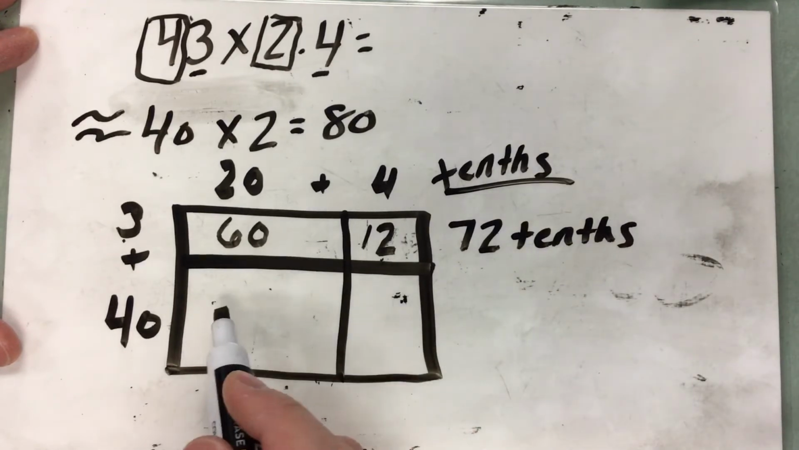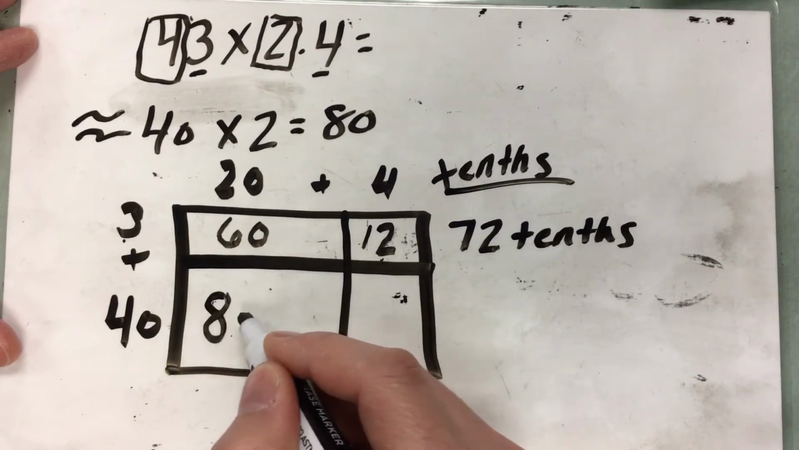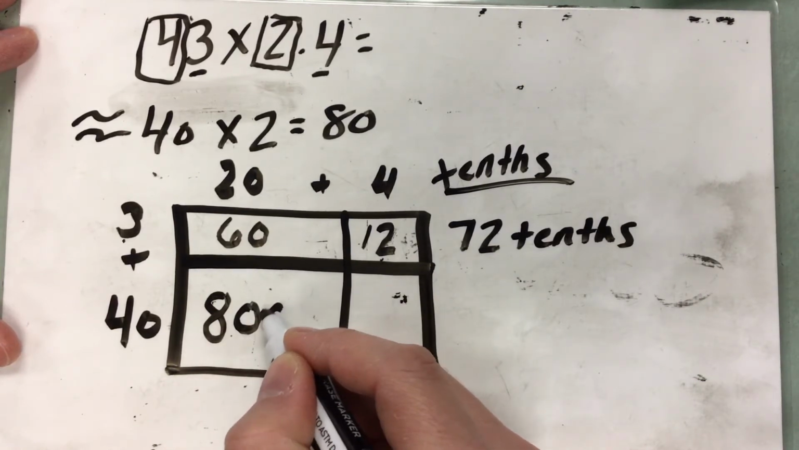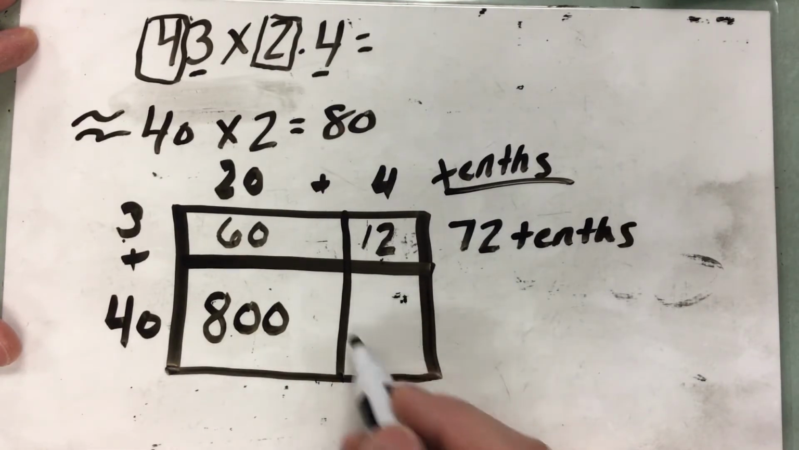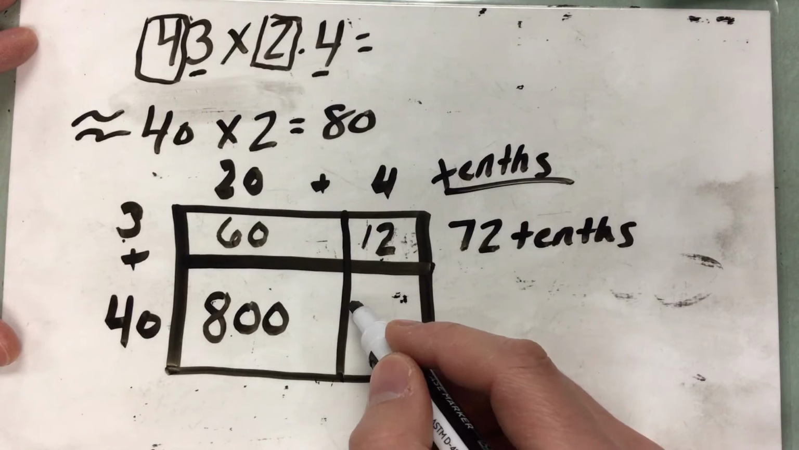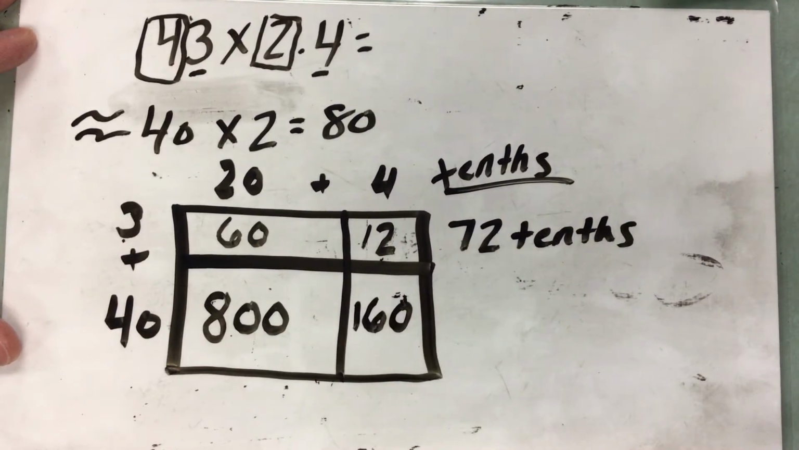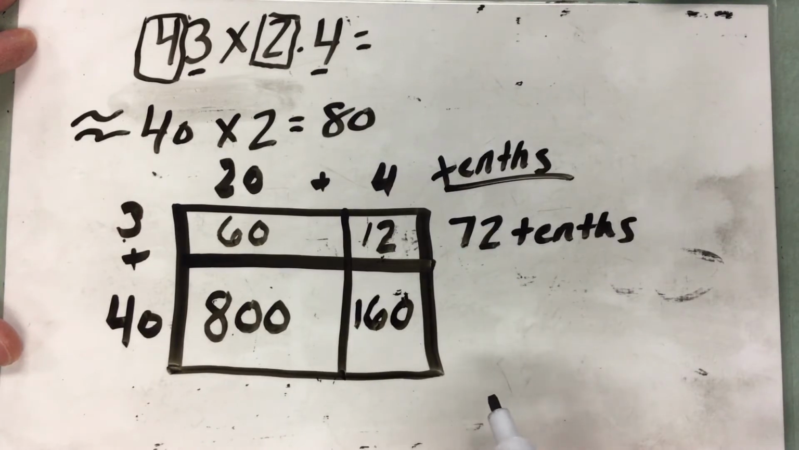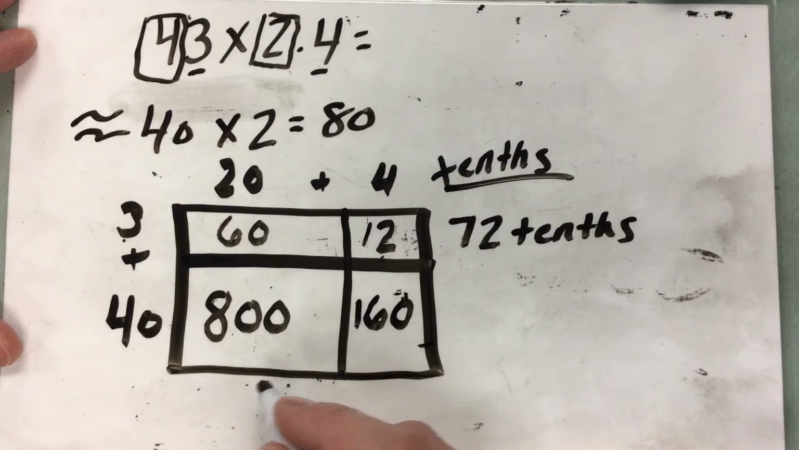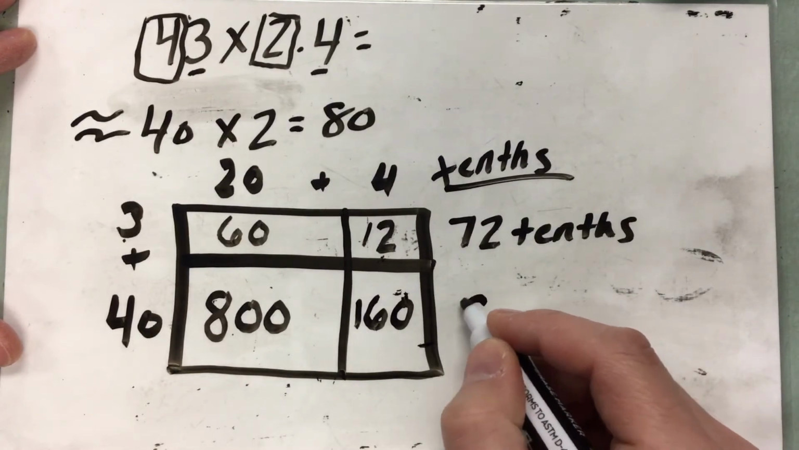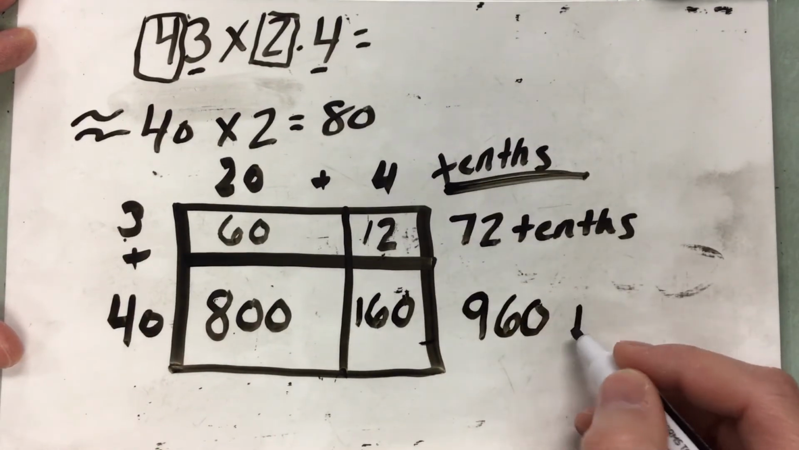Let's go ahead and find these two areas. We have 40 times 20, so that would give me 4 times 2 is 8, plus a 0 for 40, plus a 0 for 20, so that'd be 800. And then 40 times 4 to find this area. 4 times 4 is 16. Add a 0 for 40, that's 160. Let's add our areas here to give us our partial product. So 800 plus 160, that would be 960. And again, our unit is tenths, so this would be tenths.